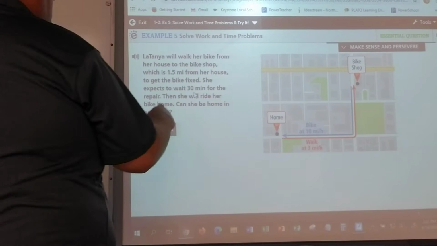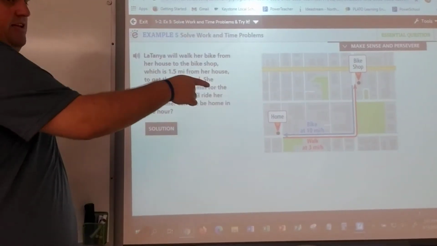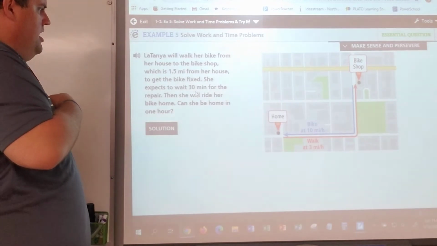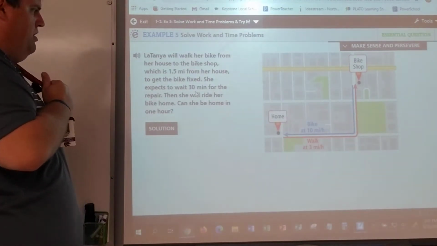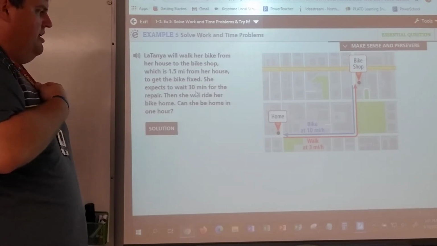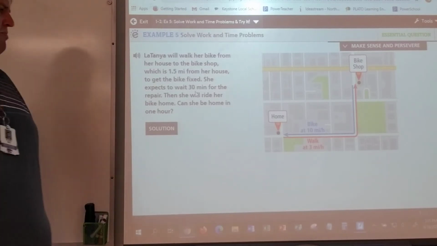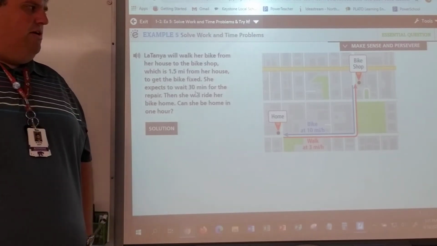So let's see, Latanya will walk her bike from her house to the bike shop. We have a little map here. It's 1.5 miles from her house to get the bike fixed. She expects to wait 30 minutes for the repair. Then she will ride her bike home. Can she be home in 1 hour? Well, that's an excellent question.